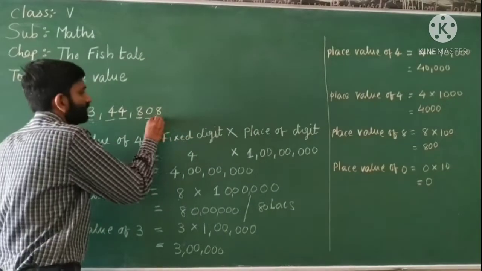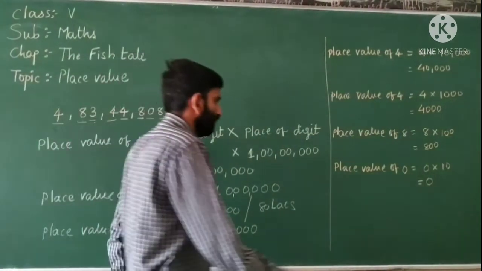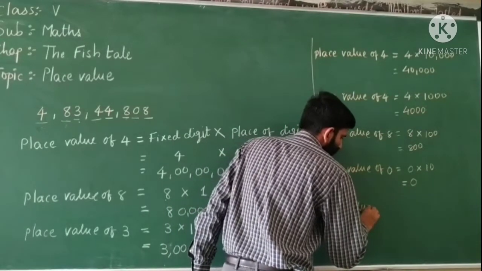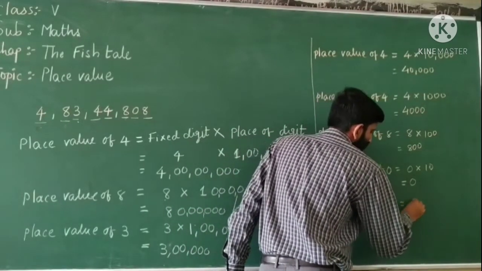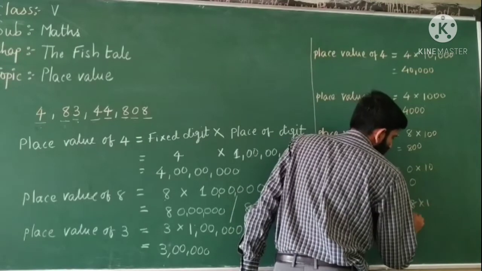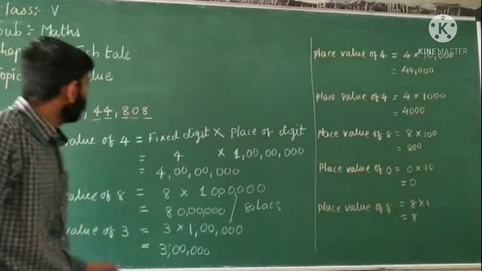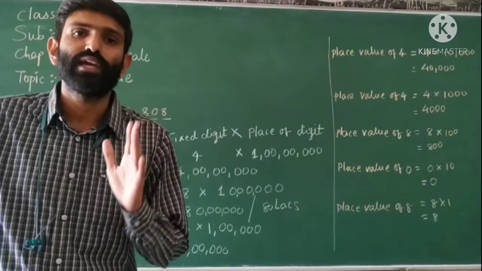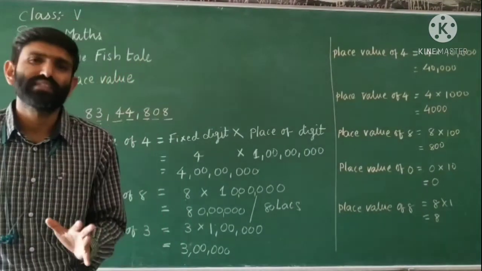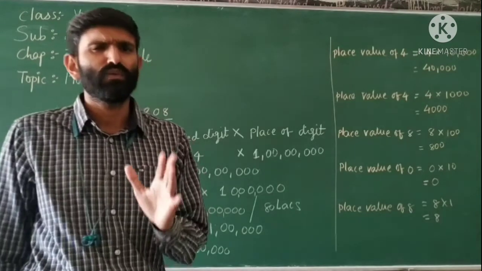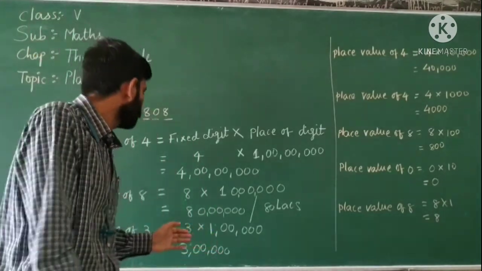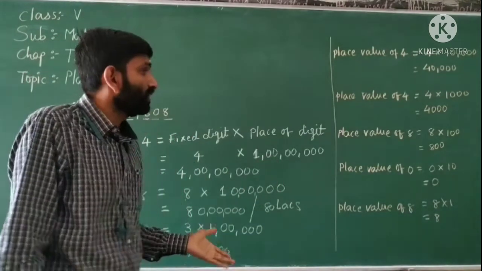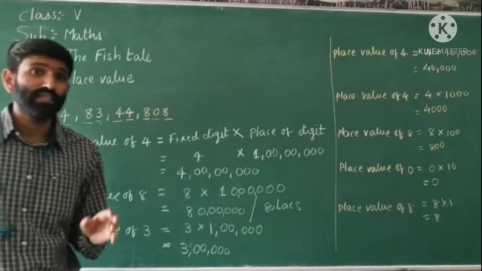Now last bit, place value of 8 is equal to 8 into 1, 8 1. Okay. Now, in this way, we can find out the place value of each and every number. See, it is not that much difficult, but we need to understand it very clearly. Now on the basis of these numbers, we have to write these numbers into words.